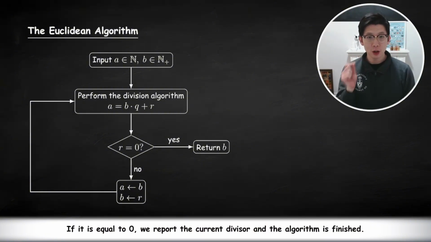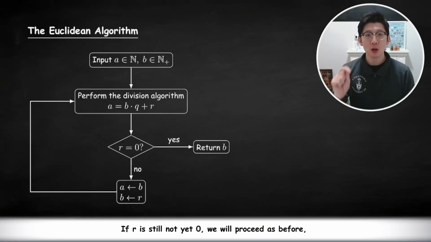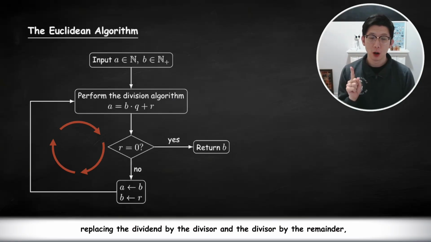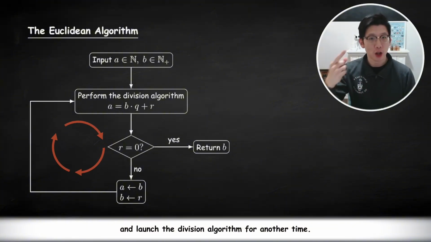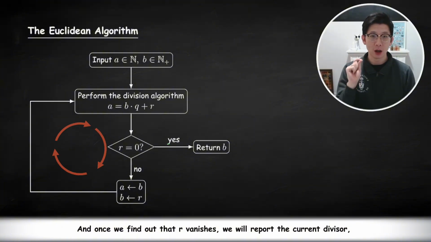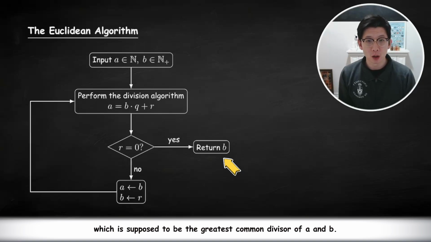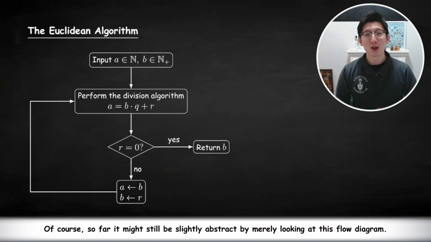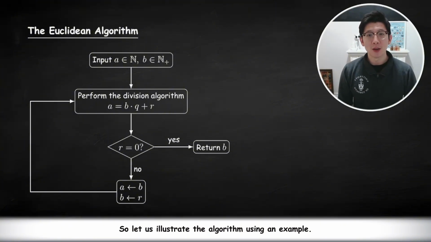We will look at this new remainder again and see if it is equal to 0 or not. If it is equal to 0, we report the current divisor and the algorithm is finished. If r is still not yet 0, we will proceed as before, replacing the dividend by the divisor and the divisor by the remainder, and launch the division algorithm for another time. We will keep going until r vanishes. And once we find out that r vanishes, we will report the current divisor, which is supposed to be the greatest common divisor of a and b. Of course, so far it might still be slightly abstract by merely looking at this flow diagram. So let us illustrate the algorithm using an example.